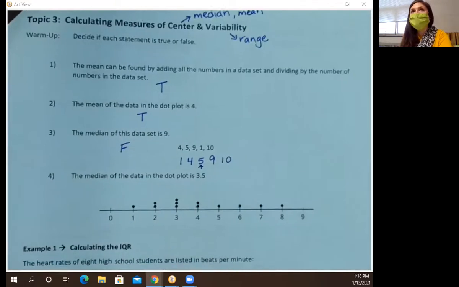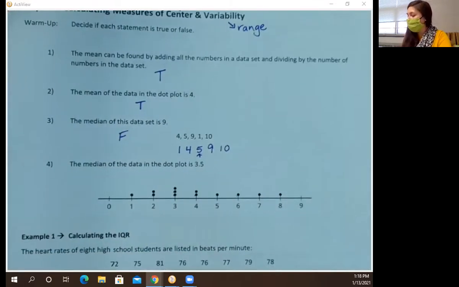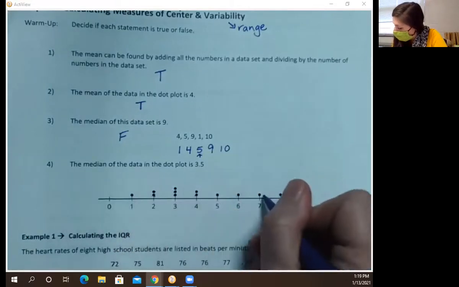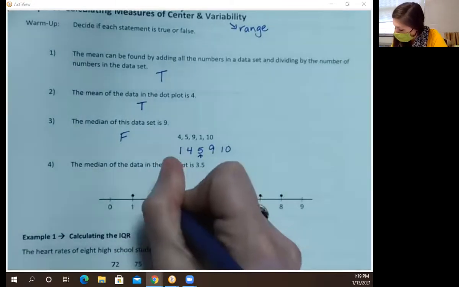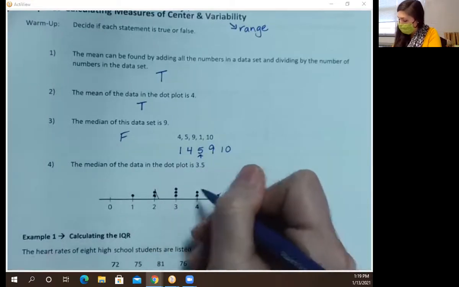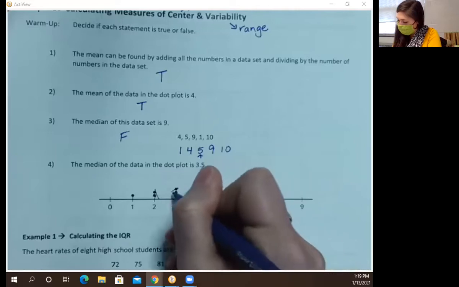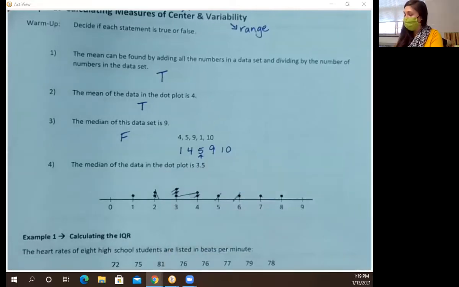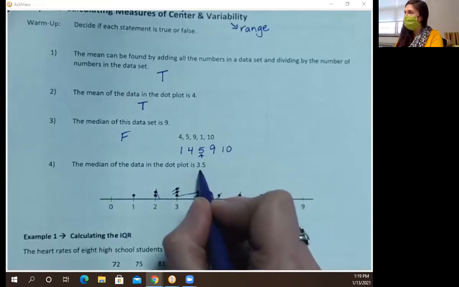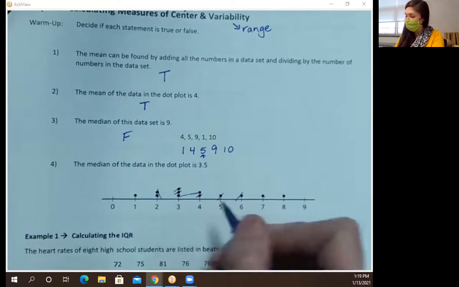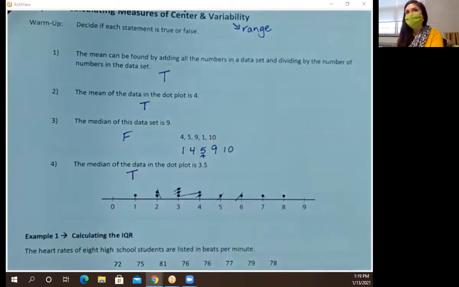And then for our dot plot, the median for our dot plot. So we've got 1, 2, 3, 1, 2, 3, 1. We'll just go by ones here. 1, 1, 1, 1, and I've got 2 in the middle. Would my median, the middle for those, be 3.5? Yeah, remember if I've got 2 in the middle, my median is the average of those. So this would also be true.